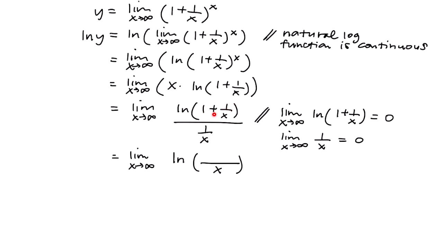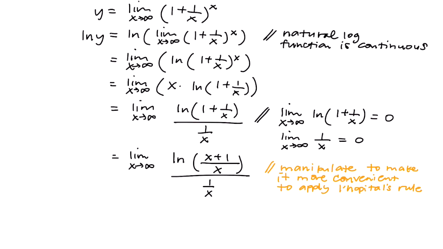So right here we have 1 plus 1 over x. I'm going to rewrite it with a common denominator of x. So we're going to times this by x over x. And again, I just made a note that we're manipulating this to make it a little more convenient to be able to apply L'Hopital's rule soon. So we have ln of a fraction, so we're going to split this up as ln of the numerator minus ln of the denominator. And I'm just going to rewrite the denominator as x to the negative 1.